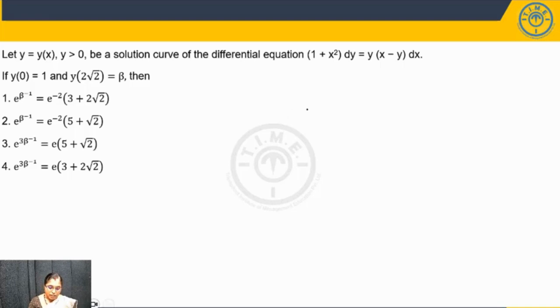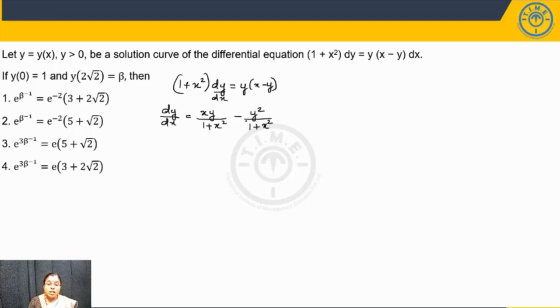So let's do one thing. Let's first rearrange: (1 + x²) dy = y(x − y) dx. I'm writing the dx here. Let's take 1 + x² on the right hand side. So we'll get dy/dx = xy/(1 + x²) − y²/(1 + x²).